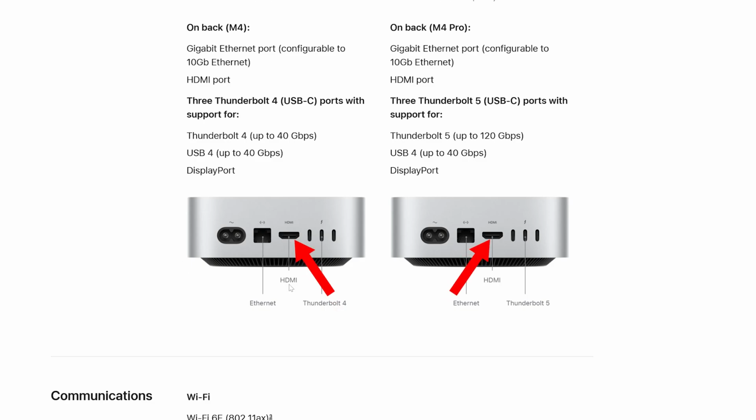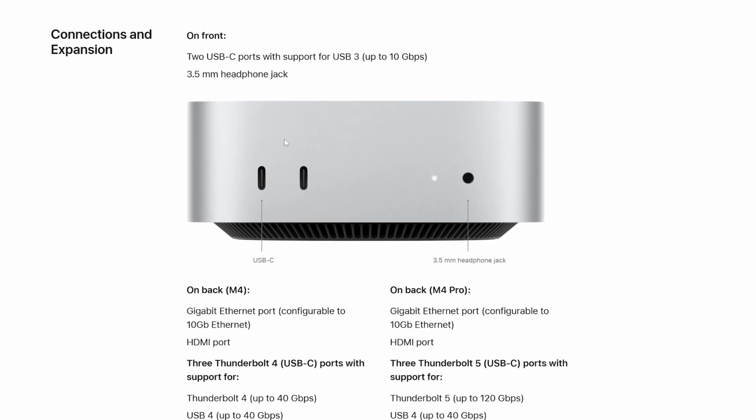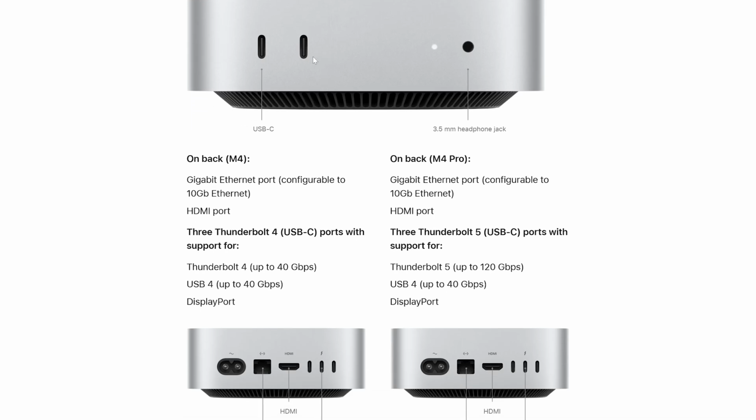Then we're going to have HDMI in both, and then three additional Thunderbolt ports with up to 40 Gbps of speed. However, if you go for M4 Pro, here you're going to get three Thunderbolt 5 ports that can go up to 120 Gbps. So I would say in terms of number of ports, both M4 powered and M4 Pro powered are the same. However, the difference is only when we talk about M4 Pro, you're going to get this newer Thunderbolt 5 port. And remember guys, these three ports are additional to these two ports that one will see on the front. So basically you're going to get five ports.